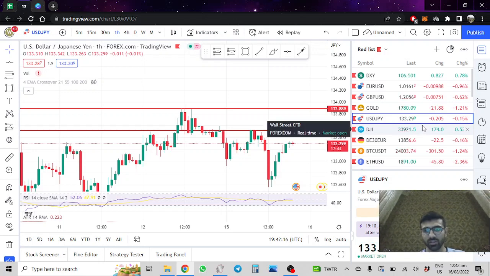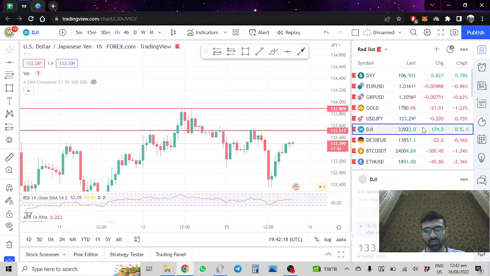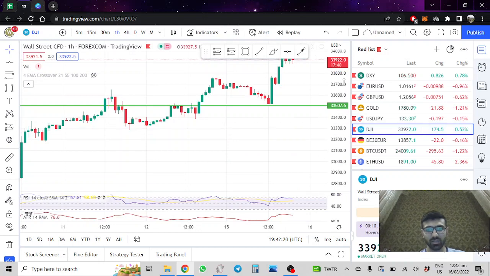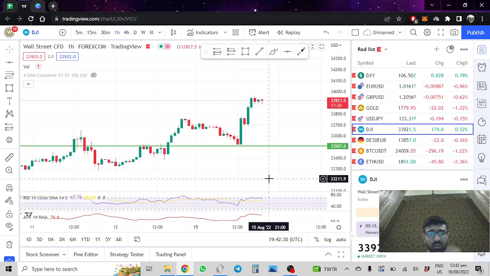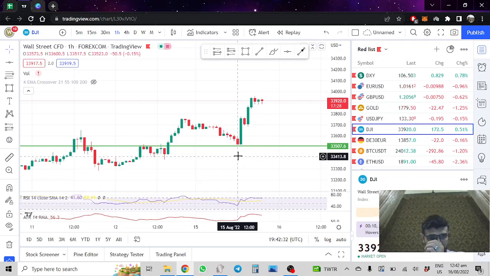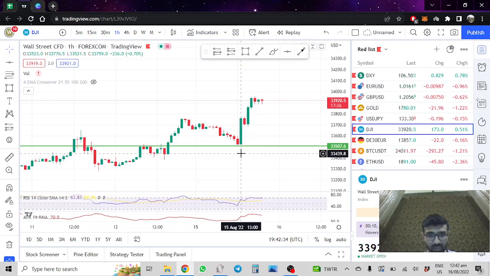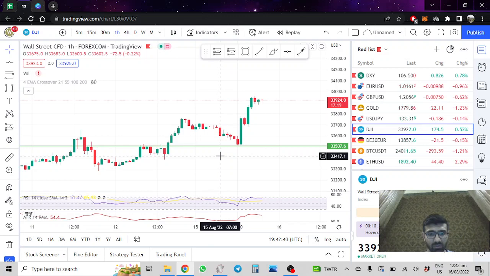Okay, the next pair that we are going to study is DJ30. What we have observed is that DJ30 has respected our area beautifully today. I had marked this area before, and today this area was respected in a wonderful manner.